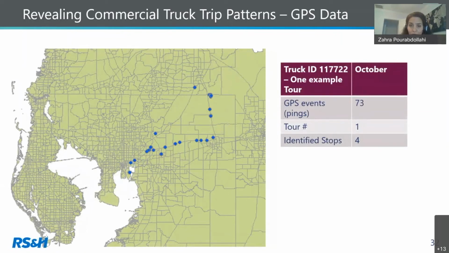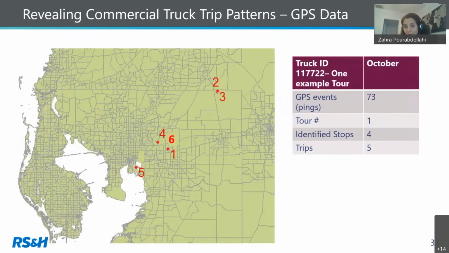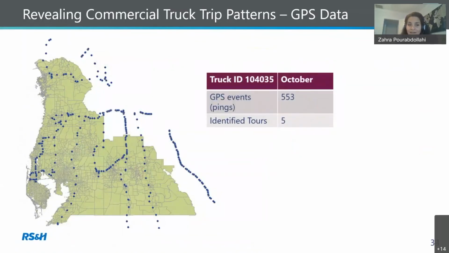And we selected tour number 1, which was associated with 73 GPS events of that truck, and identified the stops of this tour, which were 4. And these are the stop points of this tour. And we did the same thing for all, and this is just showing you the external tours.